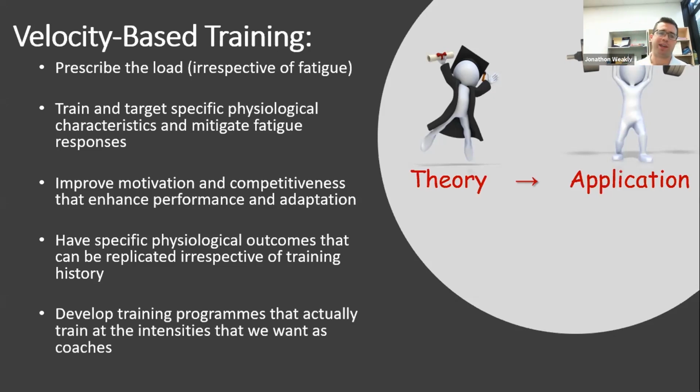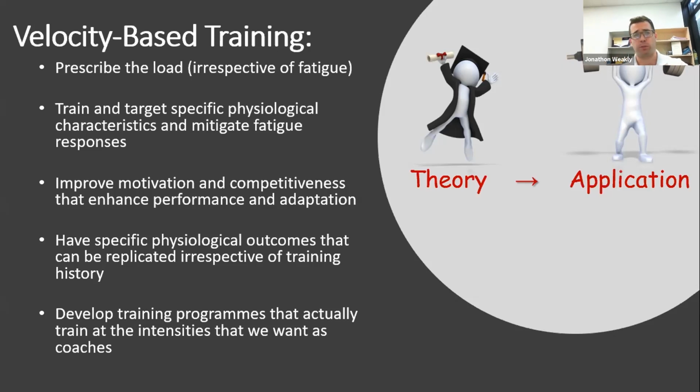Finally, we also know that we can develop training programs that actually train at intensities that we want. In resistance training, we often argue about semantics. Oh, I'm training at this intensity today. I'm training at 76. Well, you're training at 77%, so we can't train together. Well, with velocity-based training, we can actually control for those small differences.